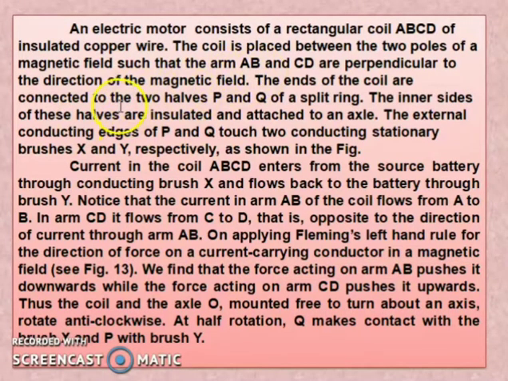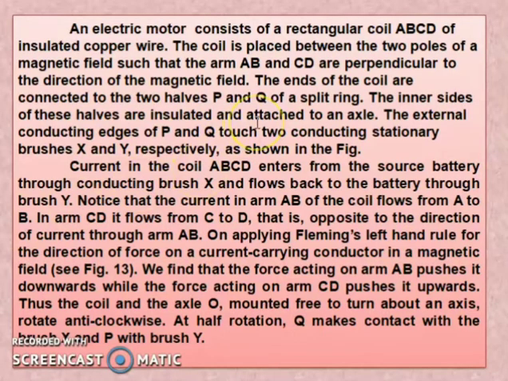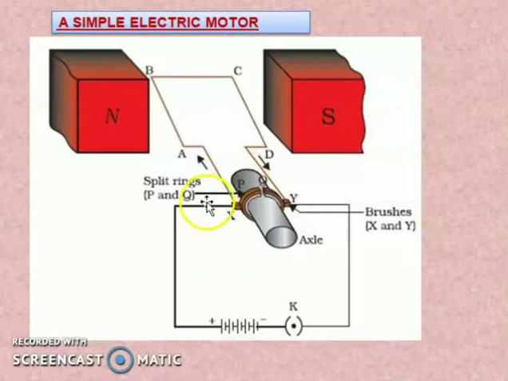The ends of the coil are connected to the two halves P and Q of a split ring. So here the ends of the coil will be connected to P and Q of a split ring. You can see this in the diagram. This is P and Q of the split ring.